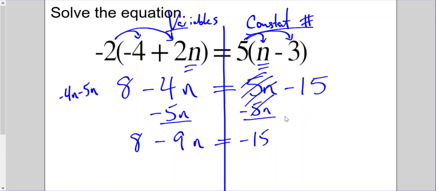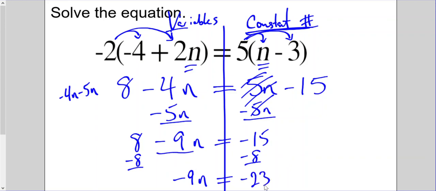Now I have basically 2 steps left. I need to get all my constants to the other side. So right now I have this 8 that's floating here. That's a +8 that I have to cancel out to move to the other side so that all my constants end up on the right side. To cancel out a +8, I'm going to subtract 8 from both sides. Gives me -9n. Nothing about that really changes. This gives me -23. So I got all my variable terms to one side, all my constant terms to the other side.